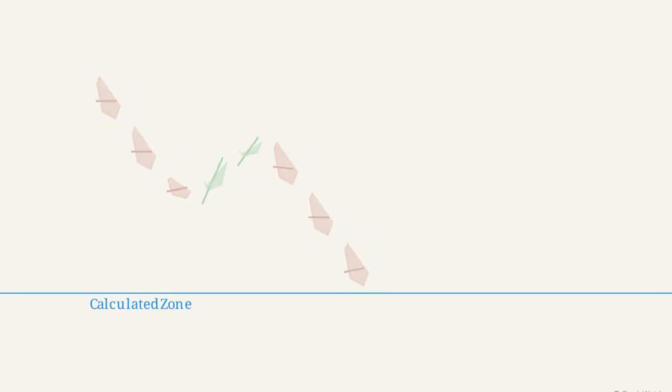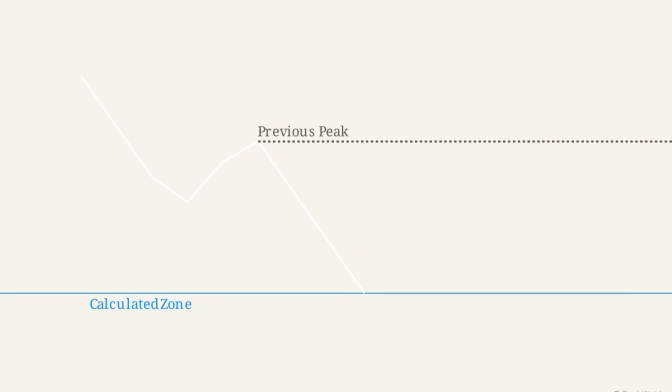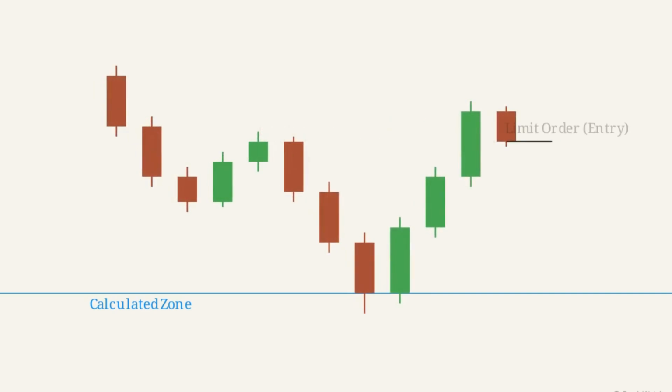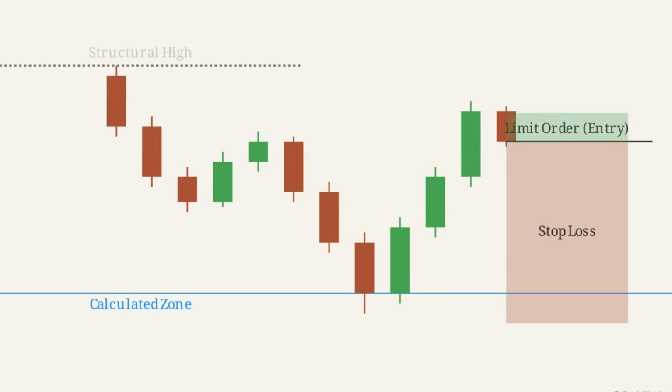Watch this chart morph from traditional candlesticks into a line chart, exposing the undeniable structure of the market. A change of character happens when price taps our calculated zone, bounces upward, and cleanly breaks through the immediate previous downward peak. Switch your view back to candlesticks and place a limit order exactly at the retest of that freshly broken level. Anchor your stop loss safely below the lowest wick. Stretch your take profit target up to the original structural high.